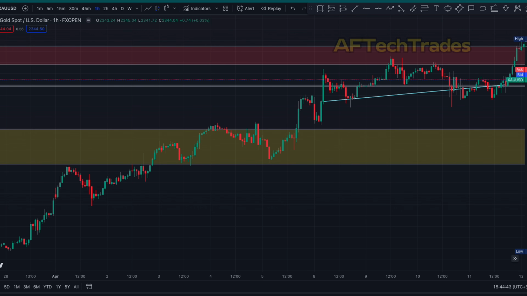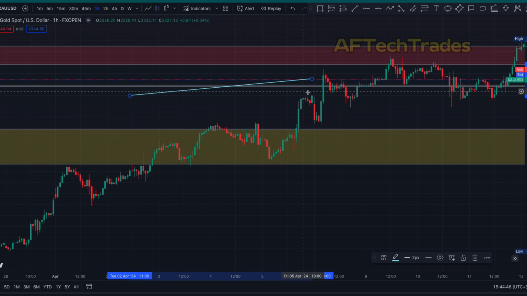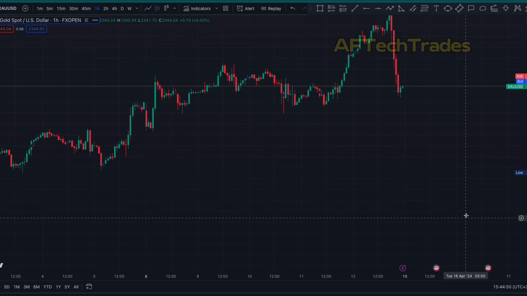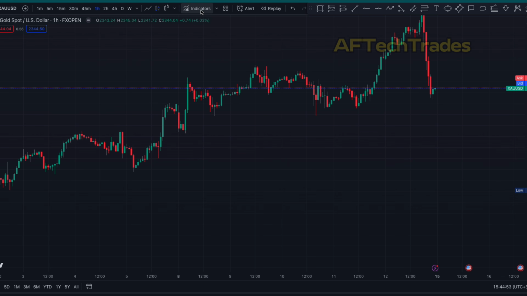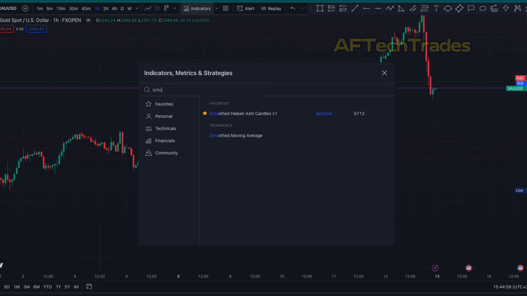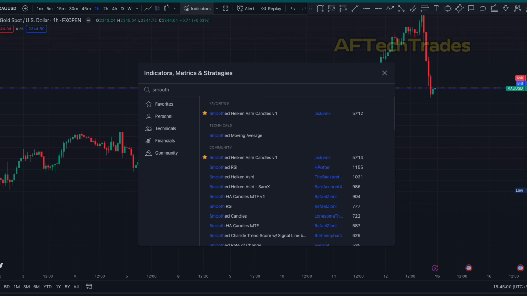Let me delete anything I have right here. So now let's move into our indicators and search for the Smoothed Heikin Ashi indicator by Jack VNK, this particular one here. And note that this indicator is completely free. So we're going to add this indicator right now.